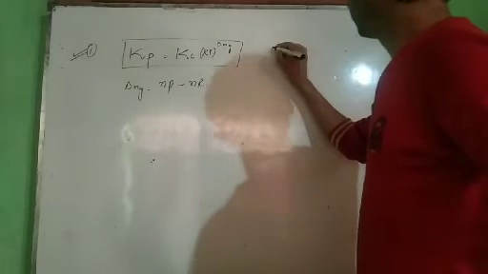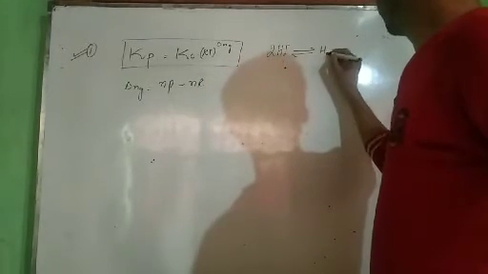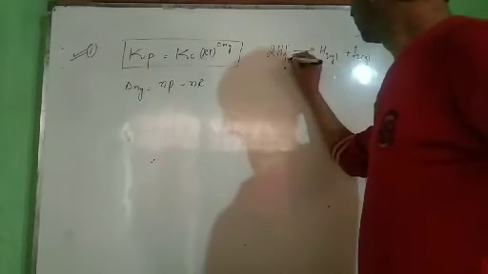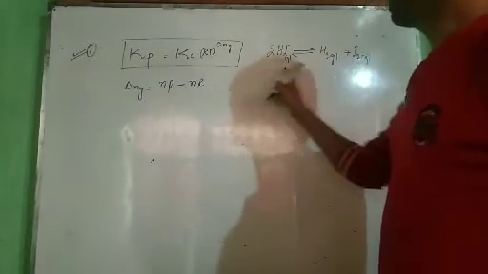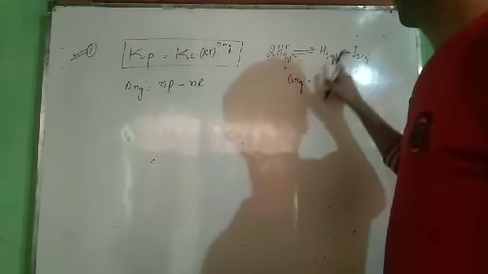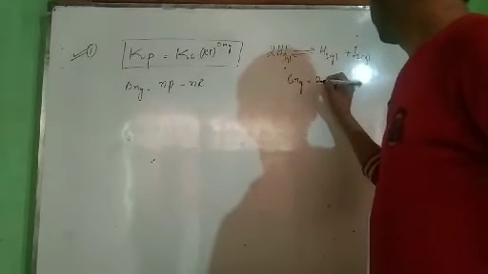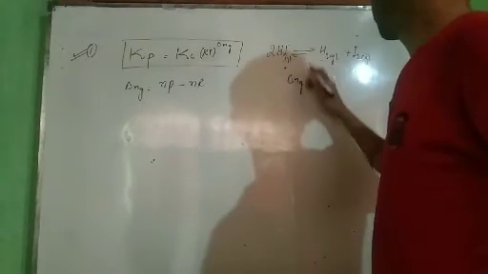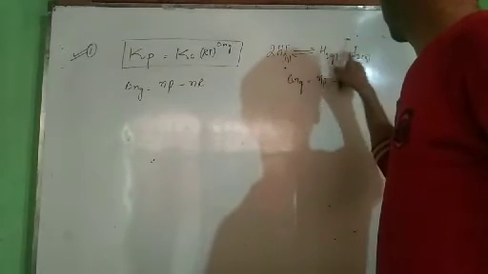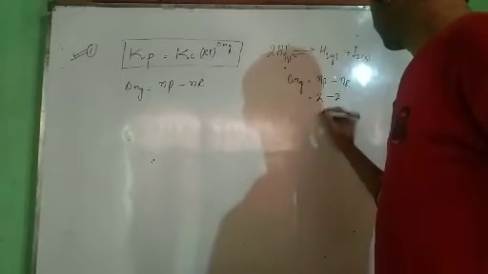Now let us take a reaction. 2HI gives H2 gas plus I2 gas. Now see, first we have to determine delta Ng. Delta Ng is equal to the number of moles of gaseous products, that is the stoichiometric coefficients, 1 plus 1, that is 2, minus the number of moles of gaseous reactants, Np minus Nr. What is Np over here? 1 and 1, that is 2. What is Nr over here? That is 2. And this is equal to 0.